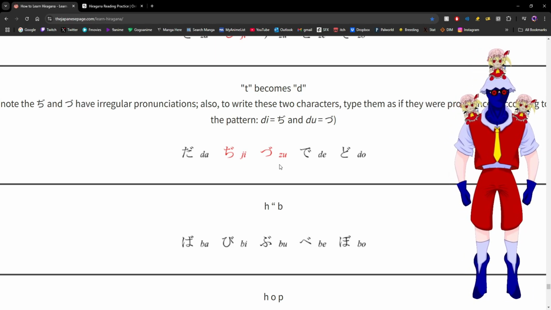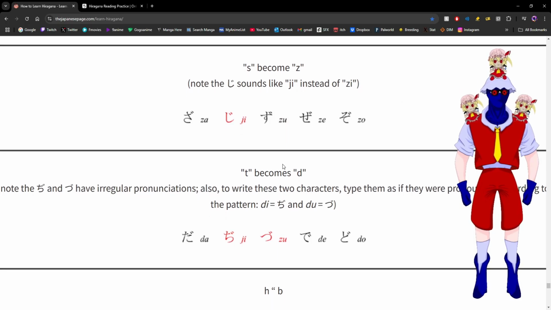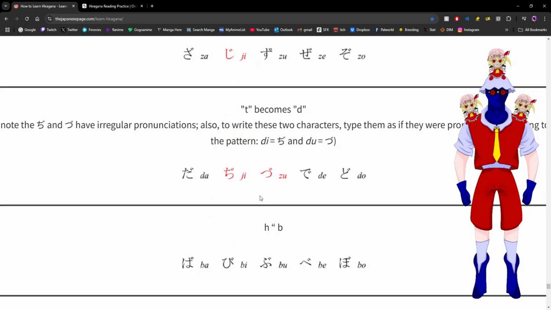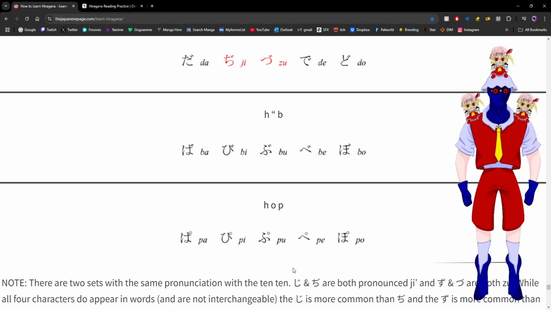Because there's a G and zu for some reason. So yeah, basically there's 2 ways to say zu, either by su or tsu. But yeah, the rest of it is D. Da, ji, zu, de, do. So yeah, the H is a motherfucker, okay?